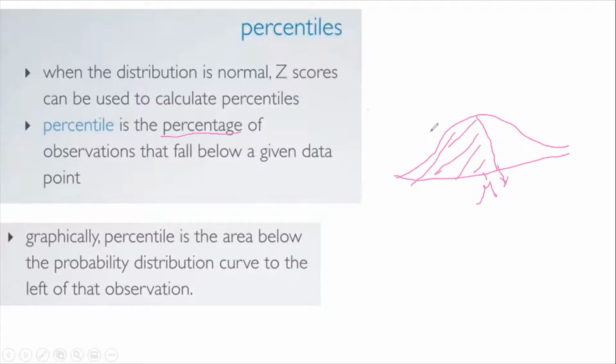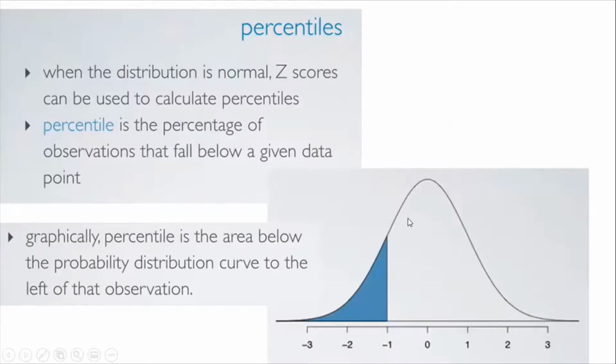So when we have a z-score, which is basically this value, we can calculate the percentage that falls below the z-score value, or any value that you have calculated. And then graphically, we can make a representation of this. So this is the percentile of a z-score of minus one. When you have a z-score of minus one, this shaded area is the percentage that you get.